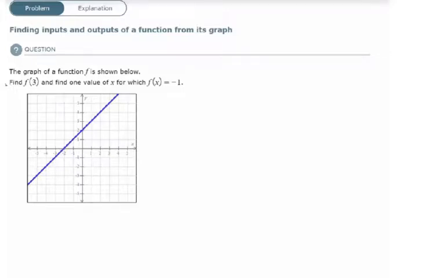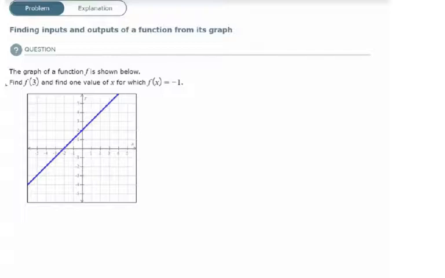In this video, we're going to look at finding inputs and outputs of a function from its graph. In this topic, you're actually provided a graph that shows you a function. The function in this graph is blue, and they are going to ask us to find information from this graph.